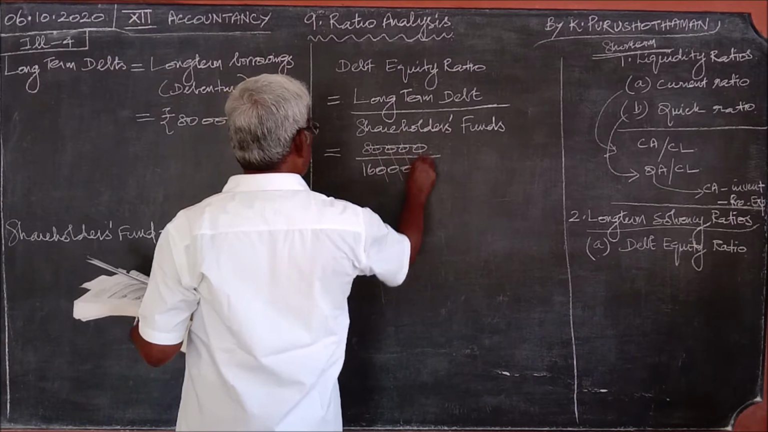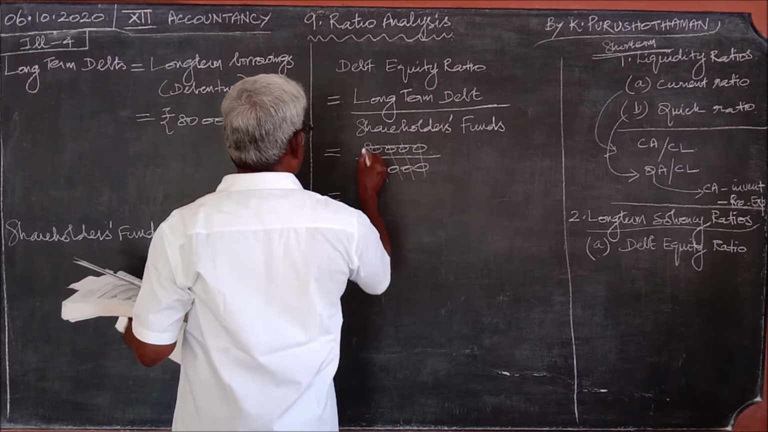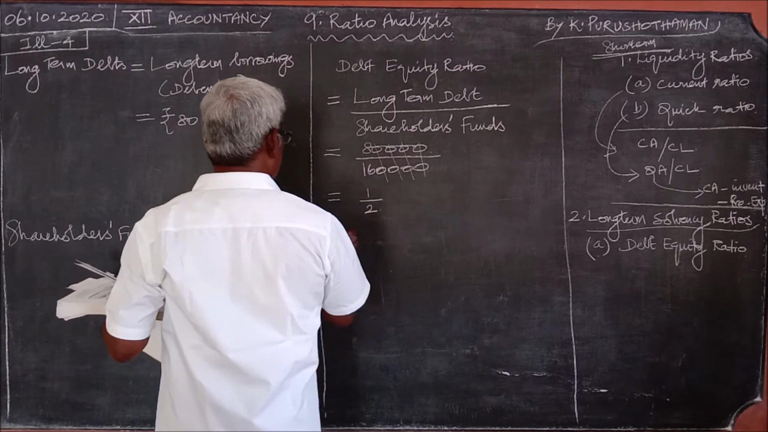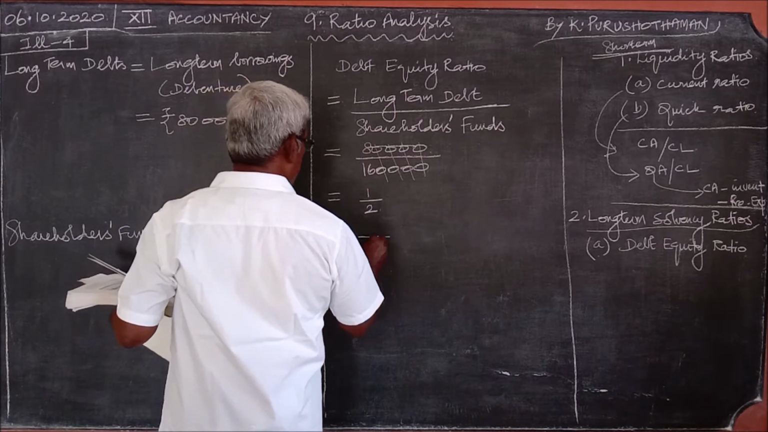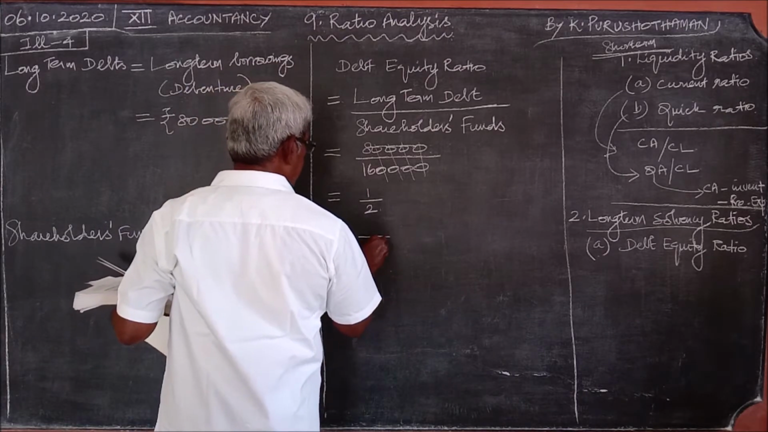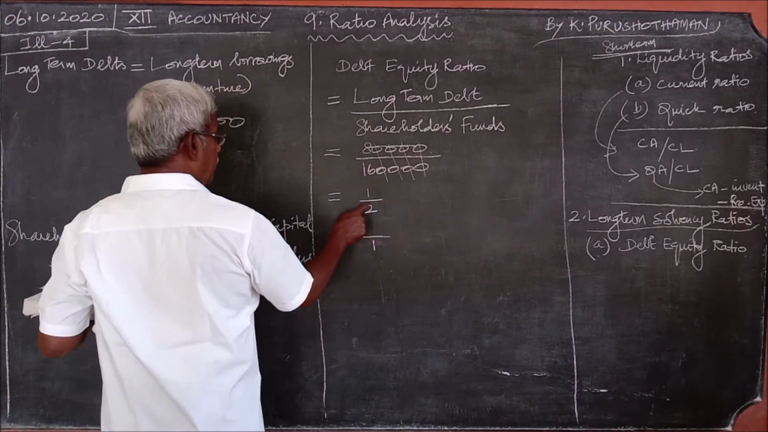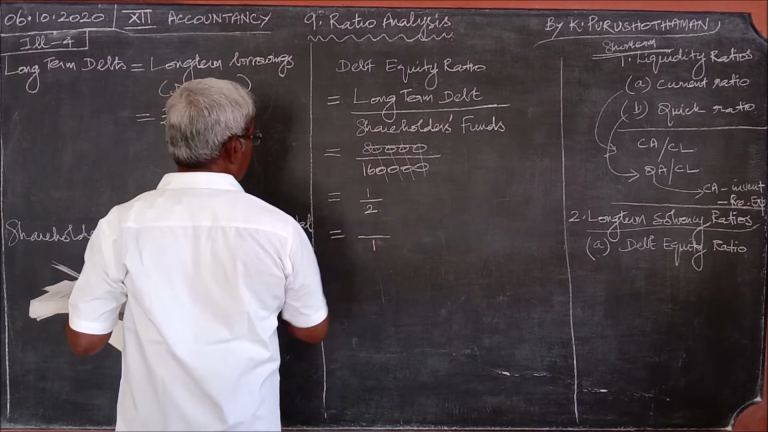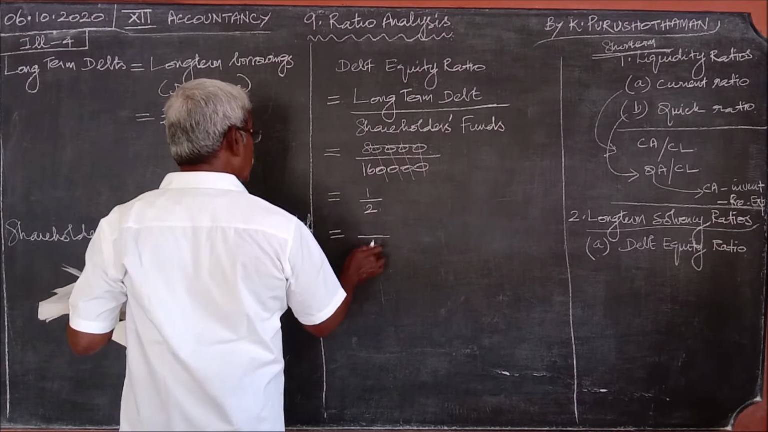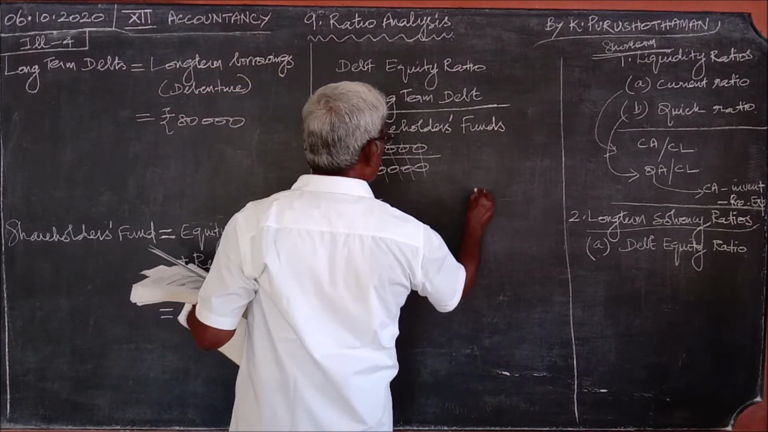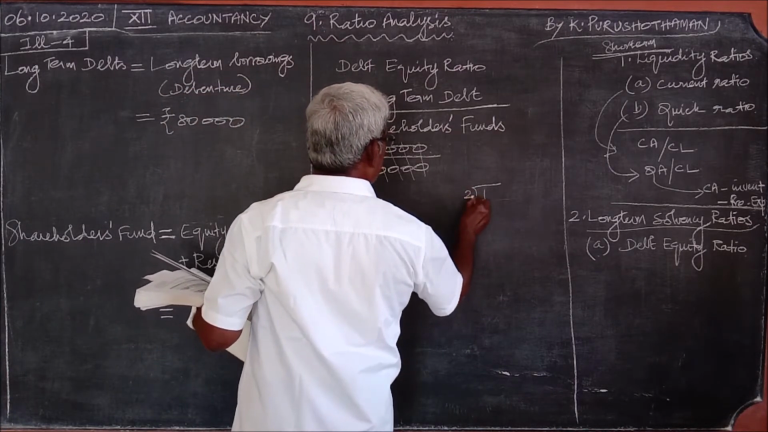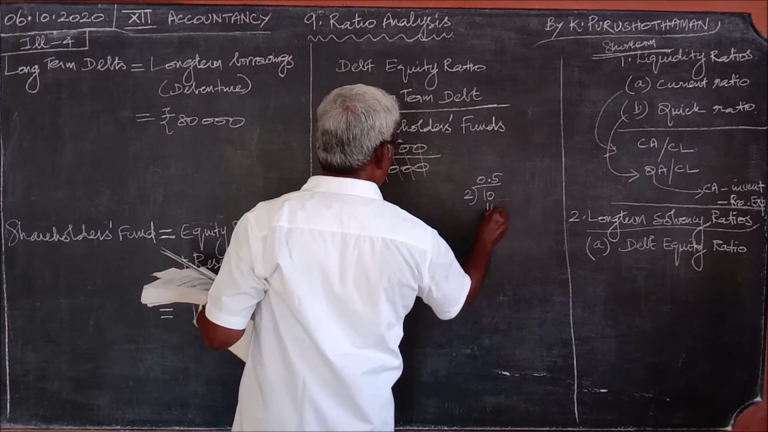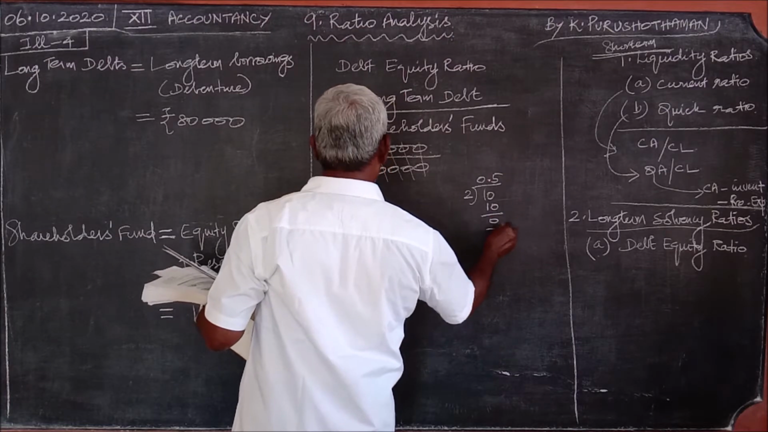4 zeros you can cancel. 8 by 16. What you should write in the denominator, you should write only one, whatever the number in the denominator. Yesterday itself I said, whatever the number in the denominator, you should divide that number and you should put 1. Divide 2 by 2, 1. Divide 1 by 2. Half is 0.5, you know.